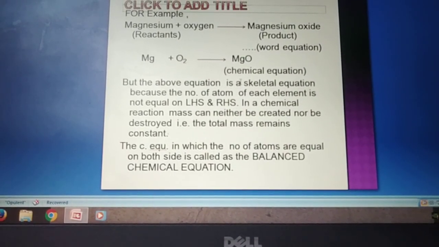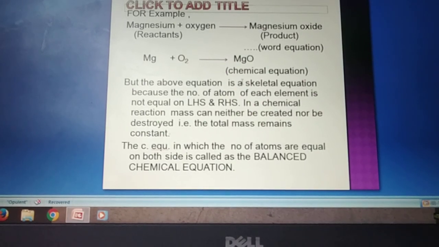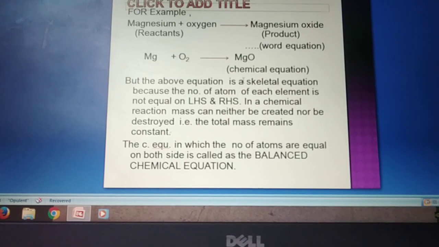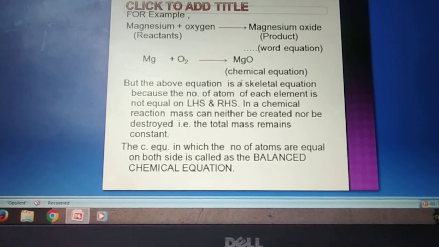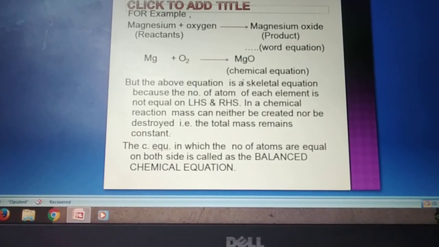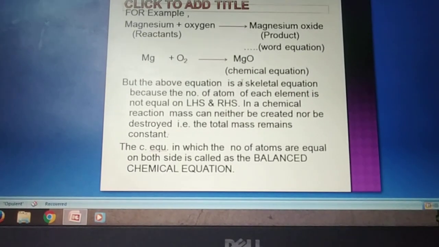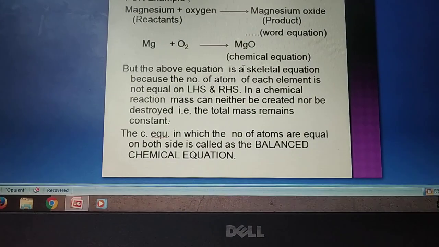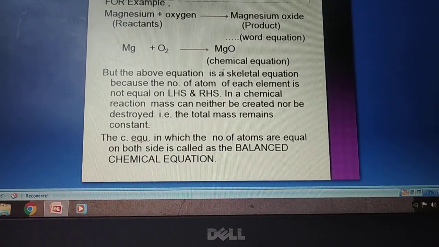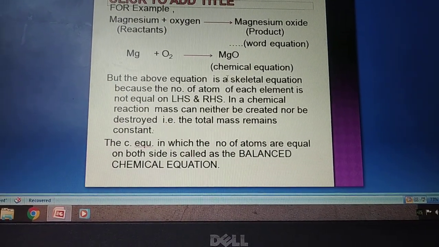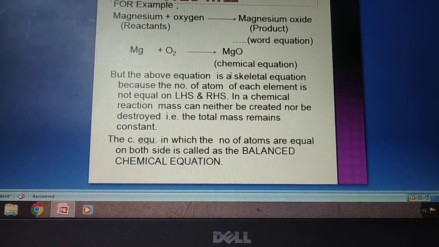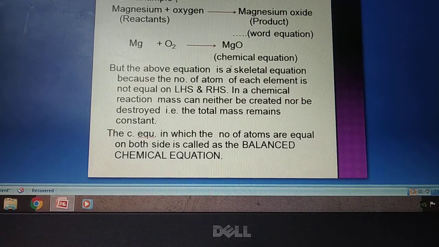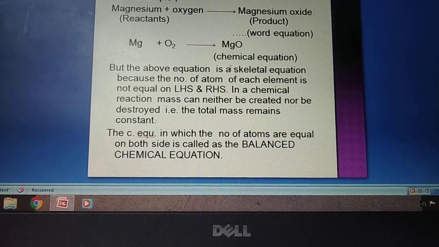The number of atoms of each element on both the sides, left hand side and right hand side, should be equal. Then it is called a balanced chemical equation. So how are we going to balance our chemical equation? First of all, make it clear. Are you clear with what is a chemical equation and what is a chemical reaction? What are reactants and what are products?